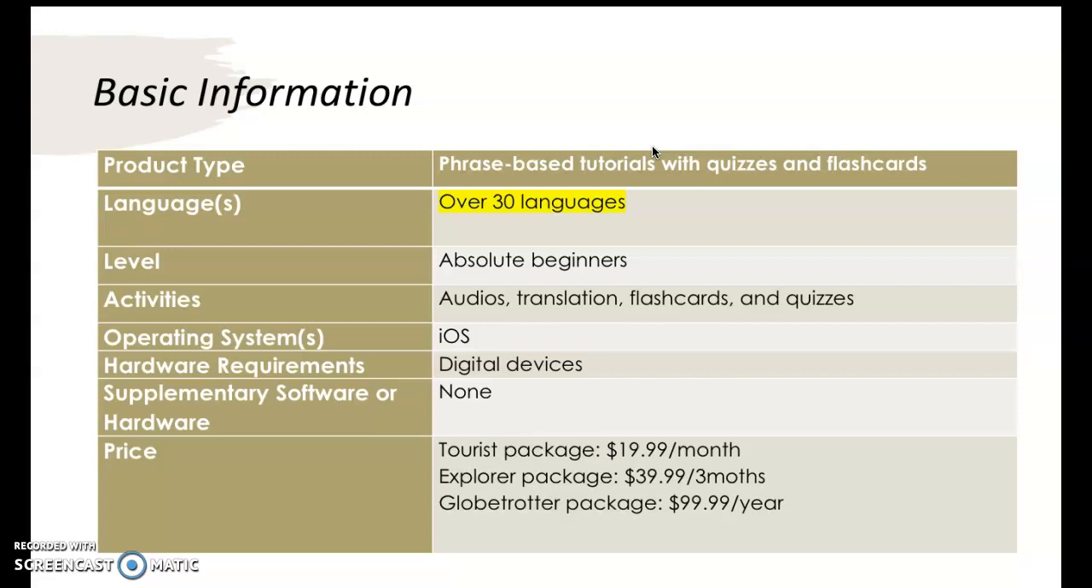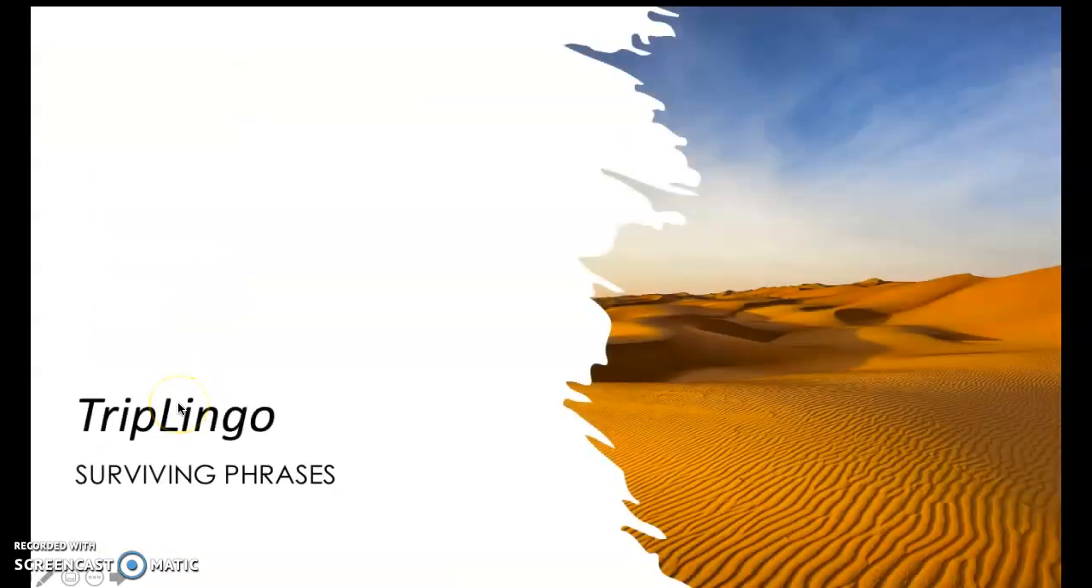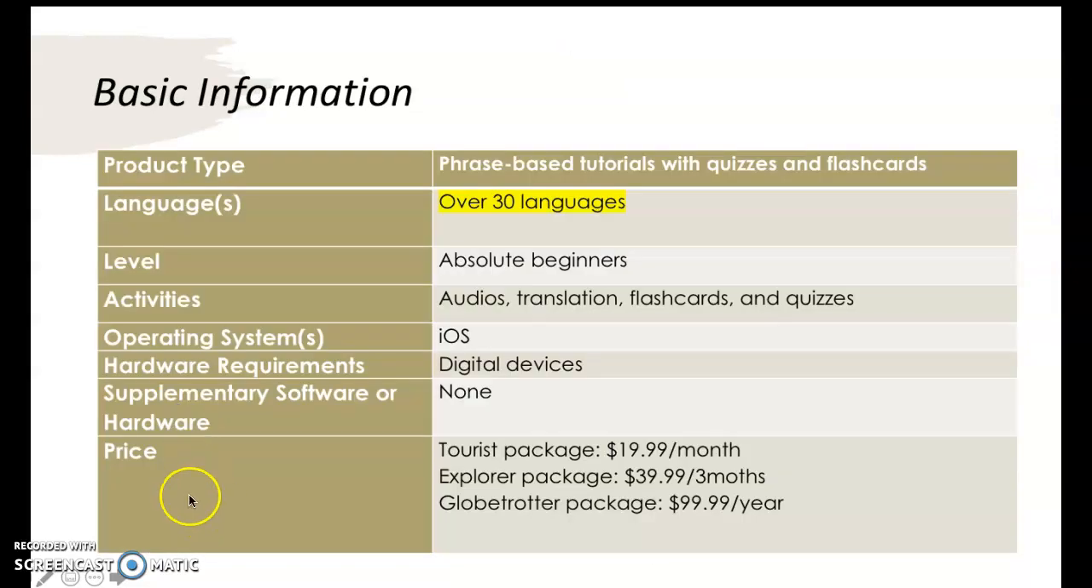And the price: for the tourist package, it's $20 per month. And if you want to use it for a longer period of time, you can pay $40 for 3 months. And if you're a frequent traveler, you might want to sign up for the Globetrotter package, which is $100 per year. But I think it's a little bit more expensive than I expected because I've used similar apps before. They're mostly free.